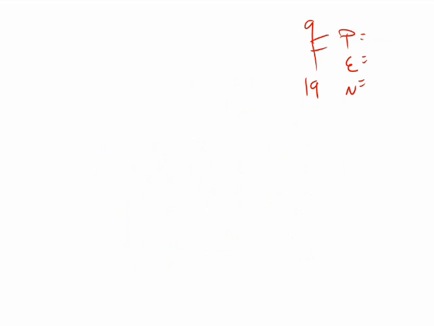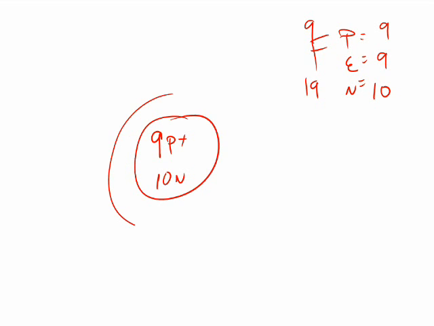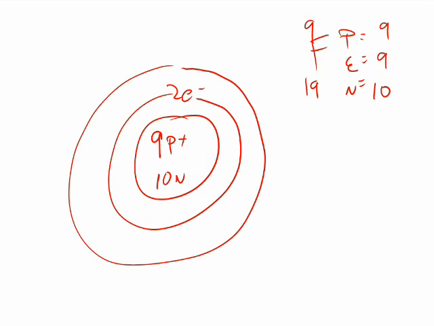Okay, so let's try fluorine. You guys should try this as well. I'll pause it and see if you get the same structure as I get. So protons would be 9, electrons 9, neutrons 10. So in the middle we have 9 protons, 10 neutrons. The first energy level will have 2 electrons always. The next energy level we have the remainder of the electrons, which would be 7 electrons. Right? So we have 9 electrons total, 9 protons and 10 neutrons.